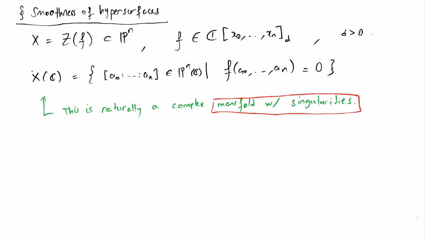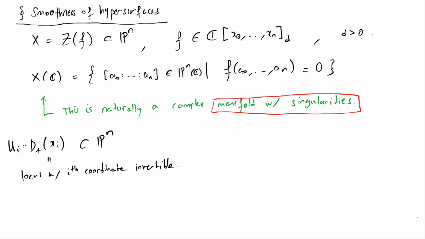So just to help us visualize X, we can view X as a subset of complex space in two different ways. One of them is that we can define these affine charts. These are the locus in Pn where the ith coordinate is invertible. Let's just call this locus Ui. And we checked this before. The Ui's are isomorphic to affine spaces. In particular, the complex points are just C to the n.